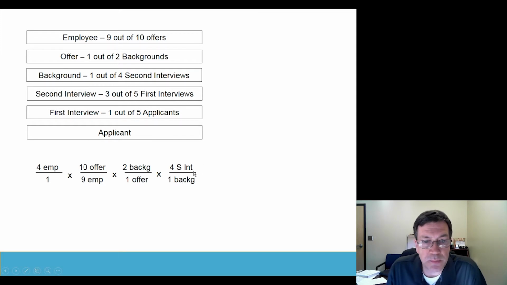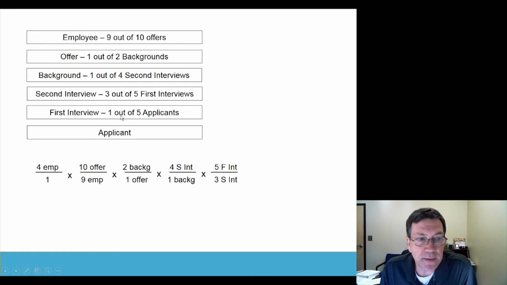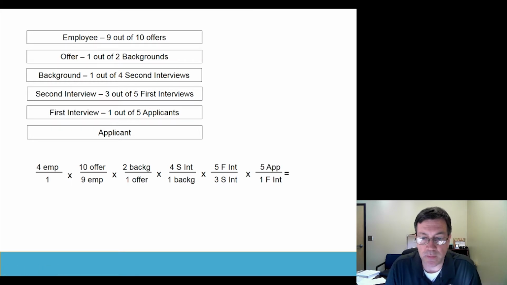The next thing we want to compare is second interviews to first interviews, and it's a 3 to 5 relationship. Second interviews will go to the bottom, first interviews will go to the top, and we know that it's a 3 to 5 relationship. The last thing that we're looking at is the relationship between first interviews and applicants. First interviews is going to be on the bottom, applicants is going to be on the top. It's a 1 to 5 relationship, and it would look like this. Hopefully that makes sense. Remembering that for this to work right, we got to keep alternating our numerators and denominators.